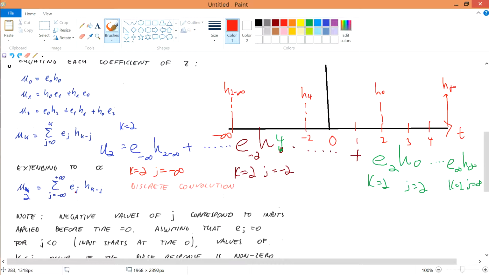Given that you know that your input is still an impulse input, that's why the magnitude of all your e's over here are all ones. But just to indicate that they are in terms of time, minus infinity, minus 2 and 2. These are all the things.